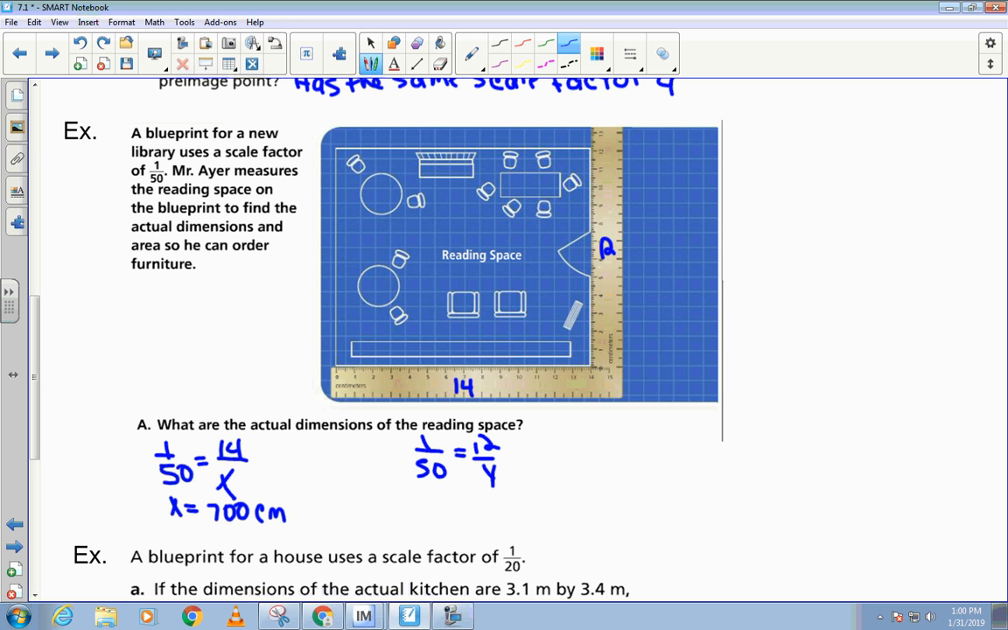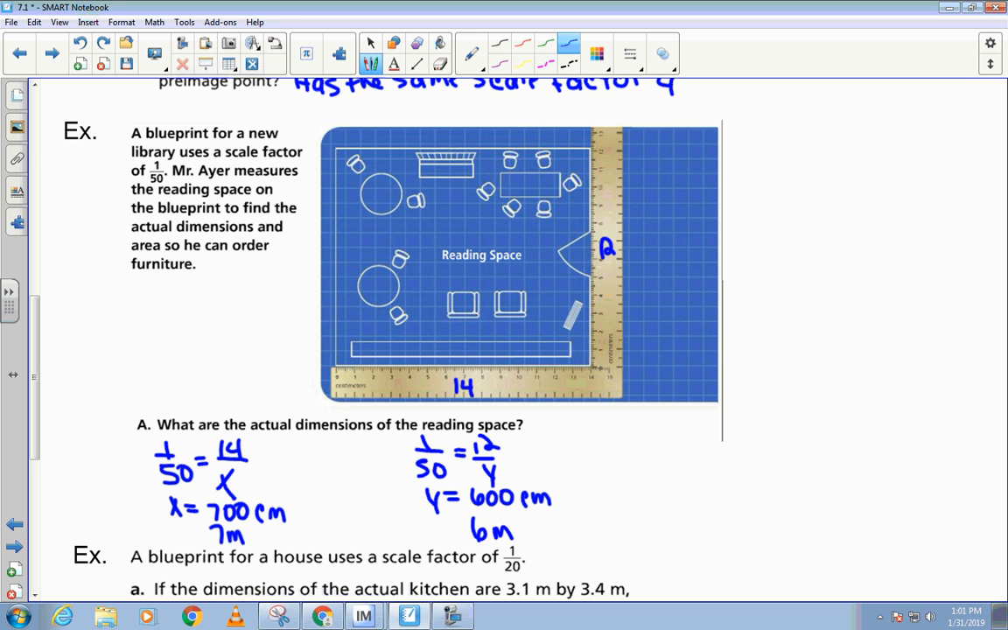Well, okay, let's say we lived in Germany. What would I say? Then I would do it in meters, okay? So how can I change that? Just convert it to meters. What would it be? 7. Okay. Same thing here. I would cross multiply. I end up with y equals 600, which is 6 meters.